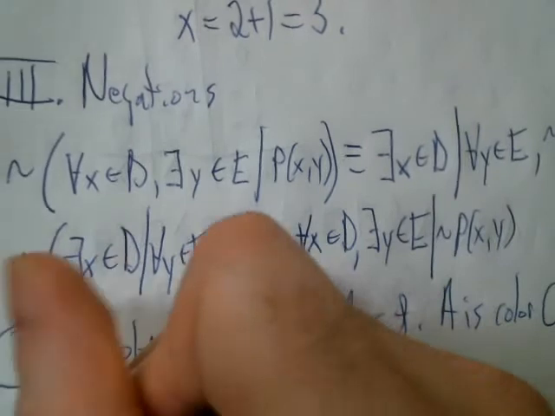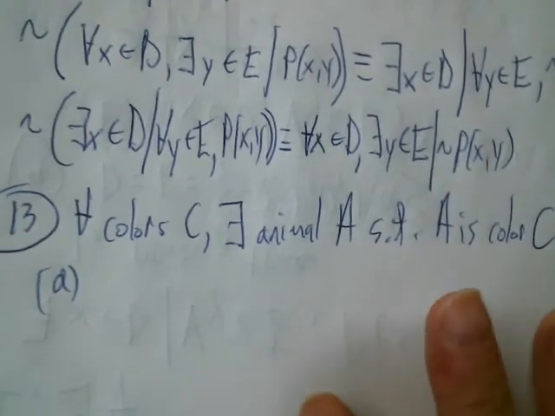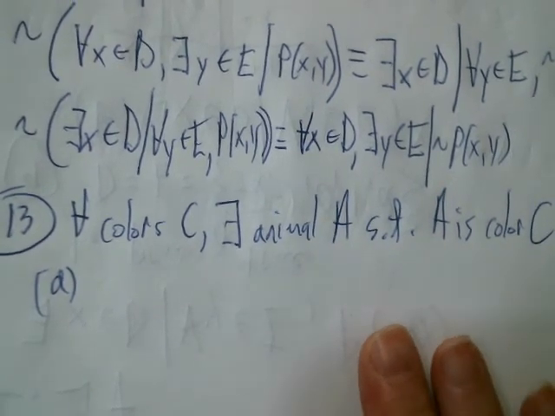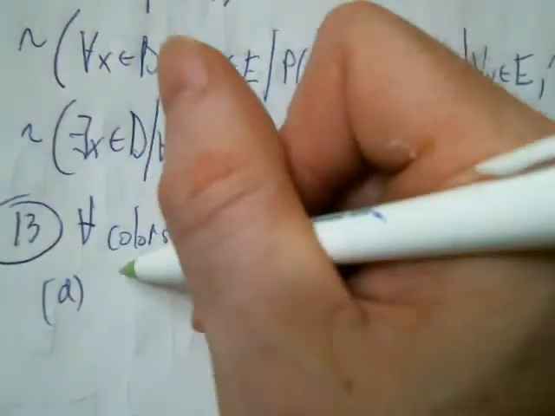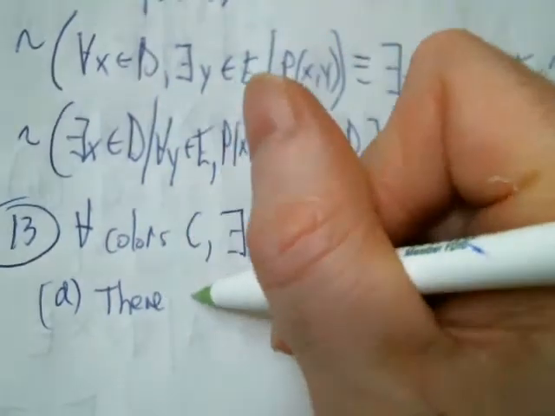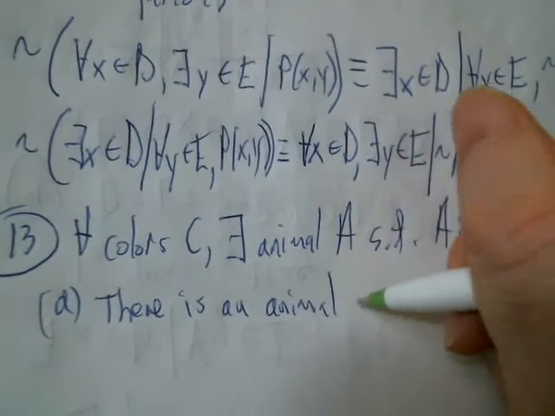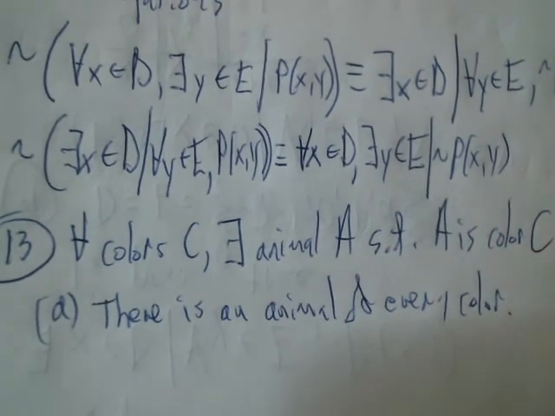One thing that'll help a little bit is being able to translate this into informal speak. Hopefully you translate it right. So for all colors, there's an animal A such that A is color C. So for every color, there is a corresponding animal, or there's an animal of every color. So just informally.